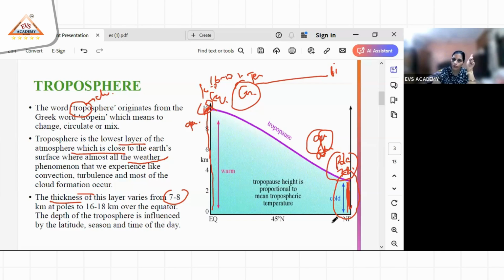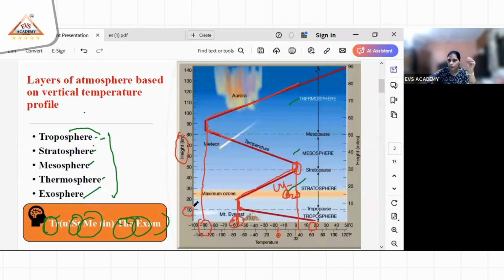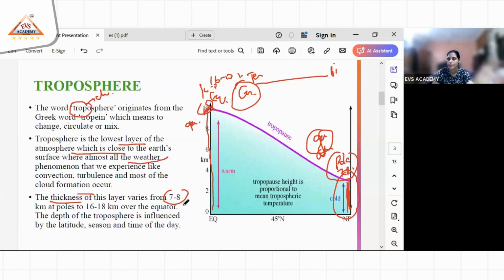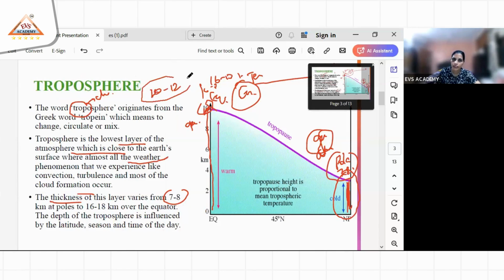Okay. Now, in this diagram, I told you that this troposphere is 10 kilometers. This is the average height of the polar and equatorial heights. So that is why you will see that at some places it is written as 10 to 12 kilometers of tropospheric layer height. This is the average of these two, 16 and 7 to 8. But if someone asks you in detail, you should tell them that at the polar region height is less and at the equatorial region height is more, and you should know the reason behind this.